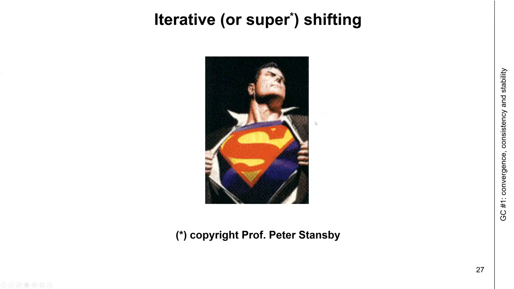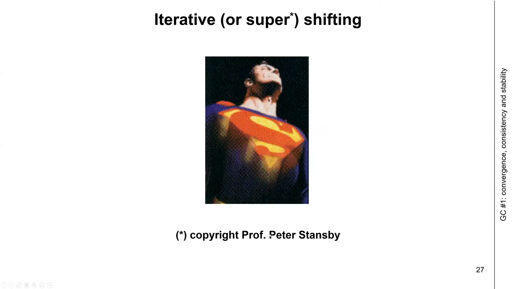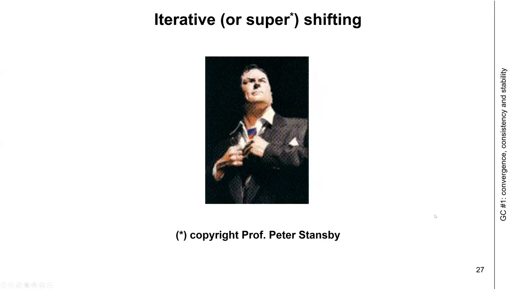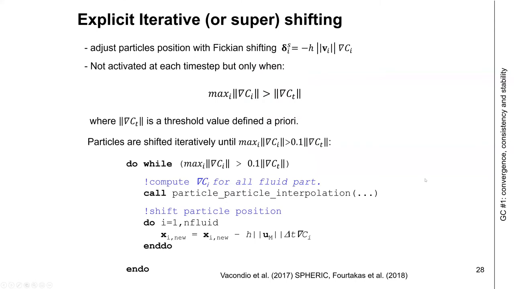And so the idea we had to solve the first issue is to introduce the iterative or super shifting, as Professor Peter Stansby called it when I first showed it to him. So how does this iterative or super shifting work? Well, there is an explicit version of it, which is very briefly summarized here. The main idea is that you don't shift every time step. You shift only when the maximum grad C in your set of particles is larger than a certain value that you have defined, which is the threshold for grad C.